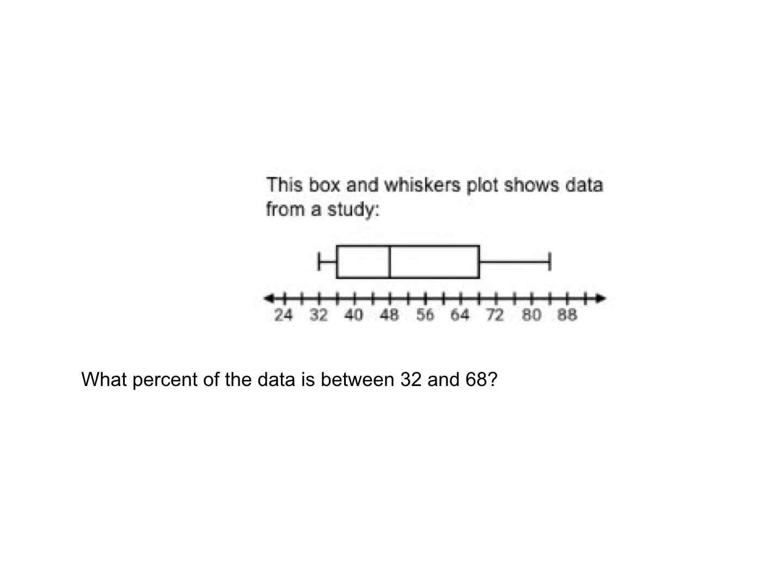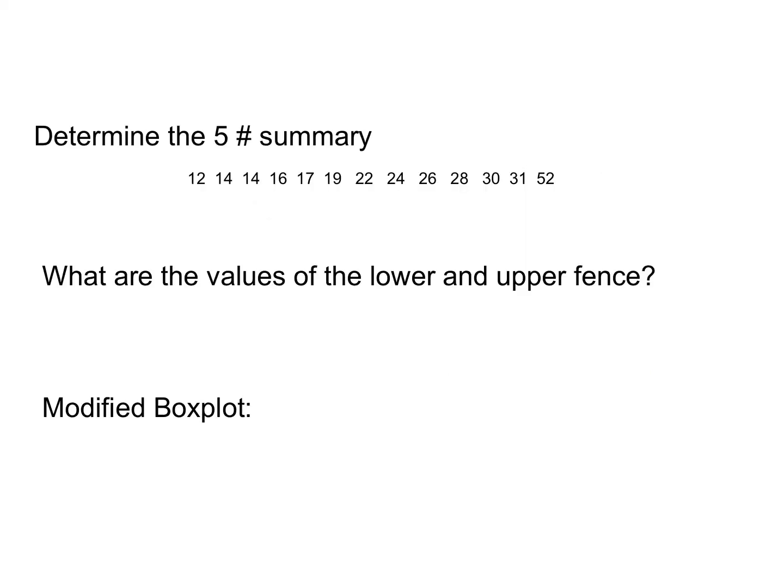So here you're given a box plot. What percent of the data is between 32 and here would be 68? Well, that looks like 3 parts of my box plot, so approximately 75% of my data. So it's always going to be a multiple of 25%.